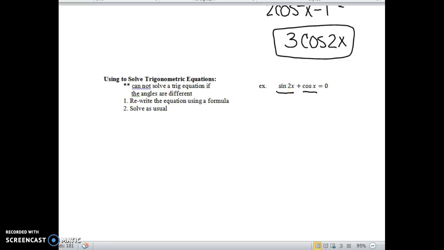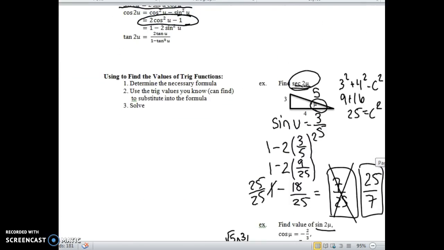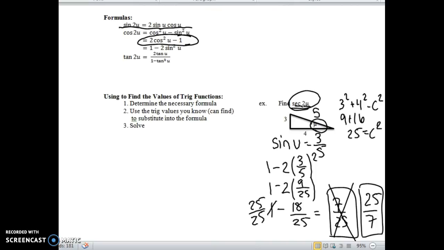Now we're going to solve a trig equation. The problem with solving this trig equation is these have 2 different angles. That's an issue. I need them to have the same angle. So first I need to rewrite the equation using one of the formulas. So I'm going to look at the sine of 2x, because I can rewrite that in terms of x's. The sine of 2x is equal to 2 sine x cosine x.